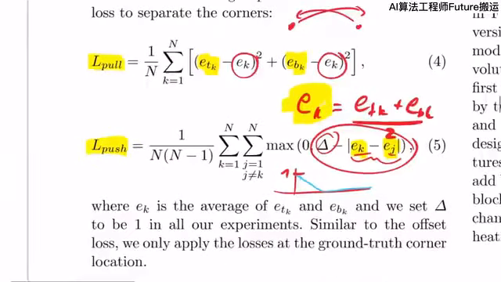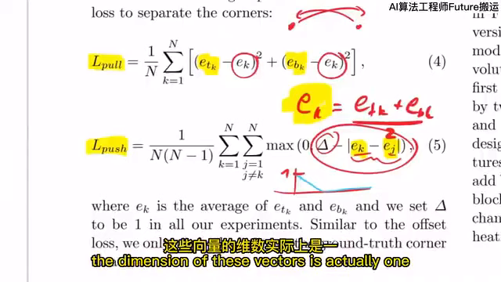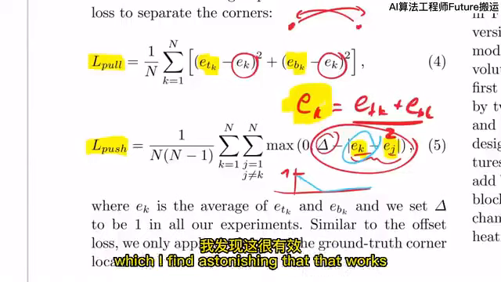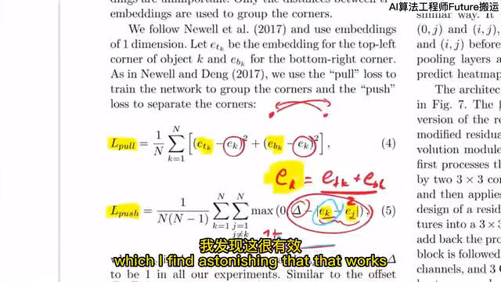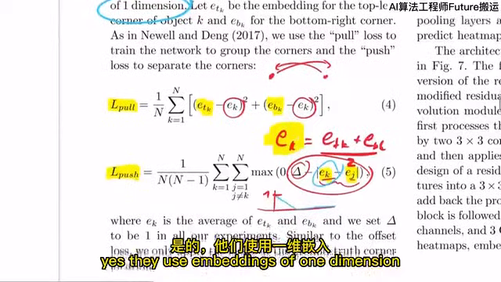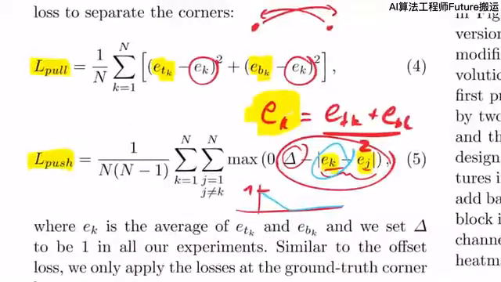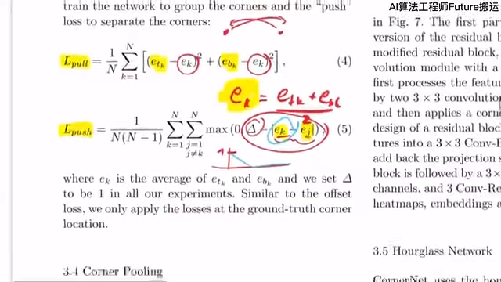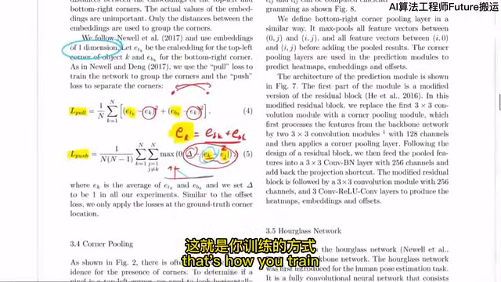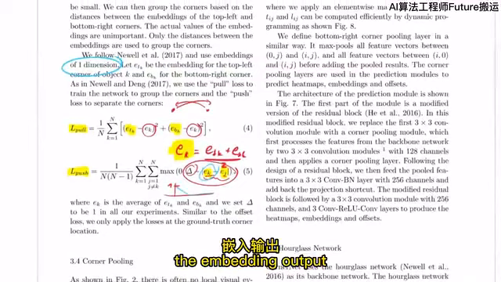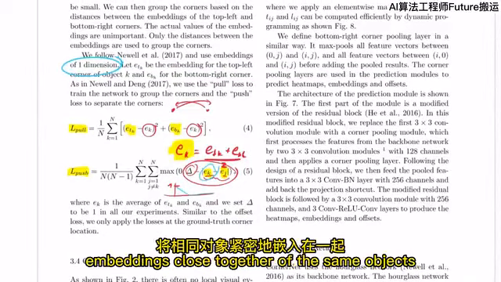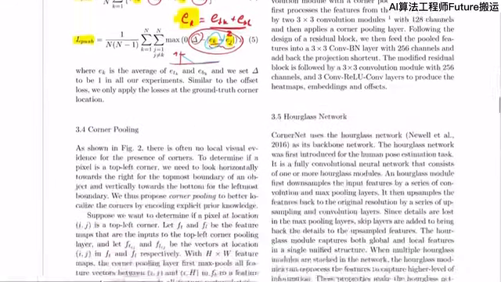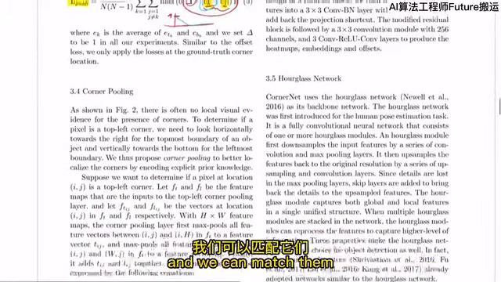All right. In their case, I think the dimension of these vectors is actually 1, which basically means they just output a single number, which I find astonishing that works. Yes, they use embeddings of 1 dimension, so they just use numbers. Astonishing that it works, but okay. So that's how you train the embedding output. Embeddings close together for the same objects of the two corners, and embeddings far apart for different objects. All right, so we can now predict where the corners are, and we can match them.